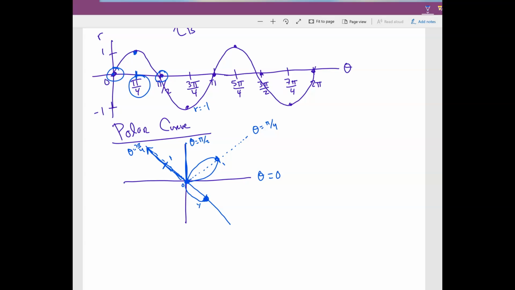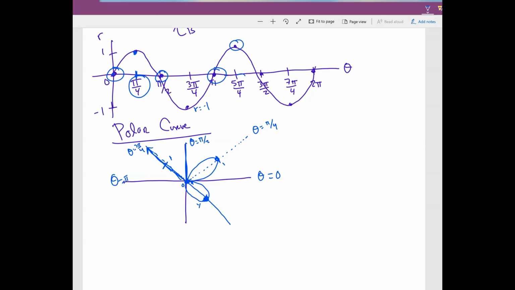Then lastly, we're going to go back to pi, so theta equals pi. And then there you're just going to go back to 0. So starting there, you're going to go back to 0. Now notice that if we did not have this extra cycle, we would not have had the complete graph. We would have just had this, which is not what we want. We want to complete it. So now we're going to continue.